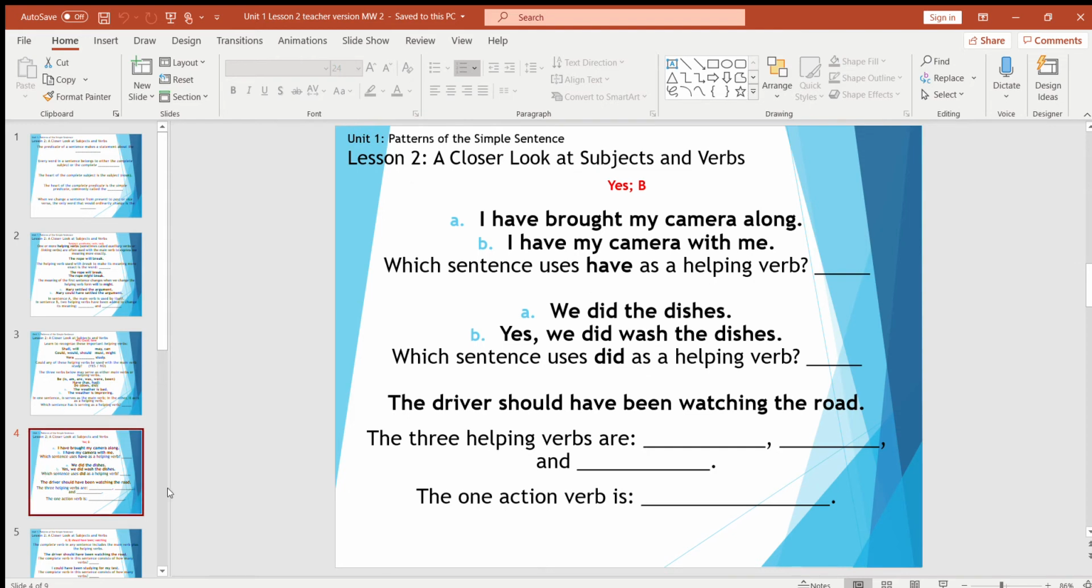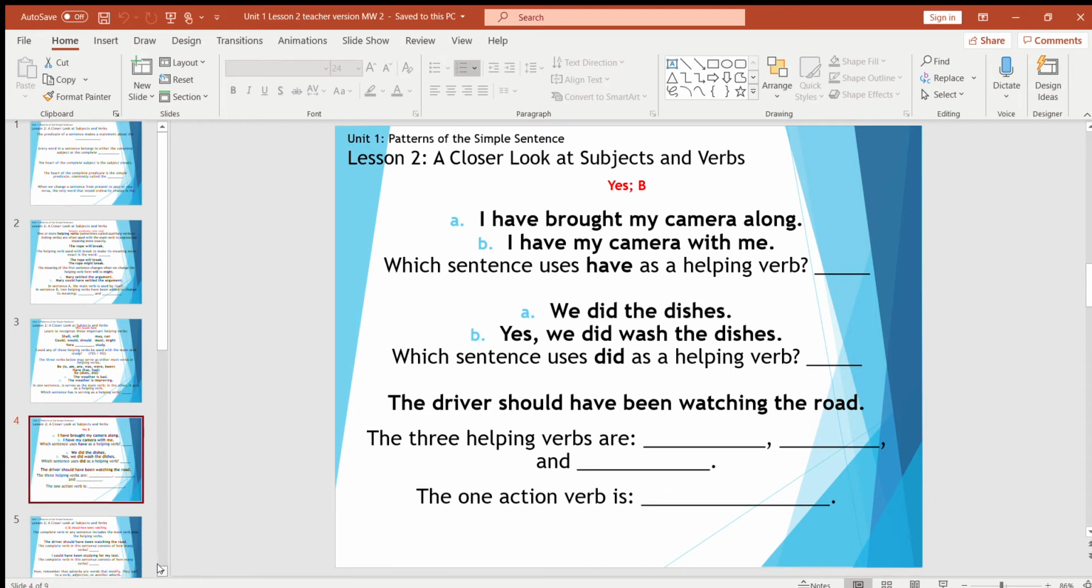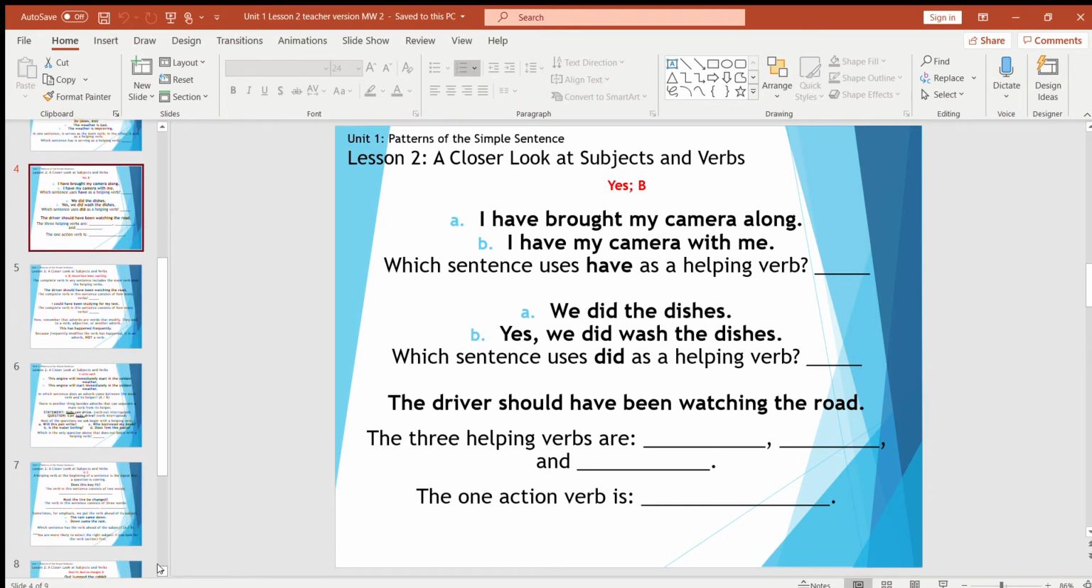I have brought my camera along. I have my camera with me. Okay, so again, both sentences have the verb have in it, but which one has the verb have being a helping verb? It just links over to another action verb. If you look at the two, we have I have brought. Brought would be my action, but B, it's just I have my camera. So A has have helping brought. So if I had a midweek and I was like, I want to know what the verbs are in the sentence, you would need to circle have and brought together. Otherwise, you'd get like, half credit.